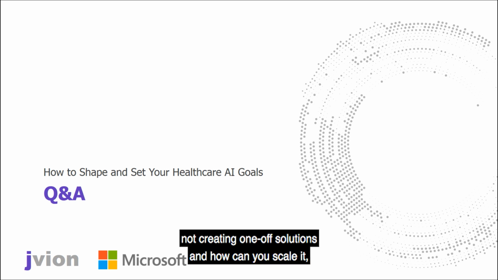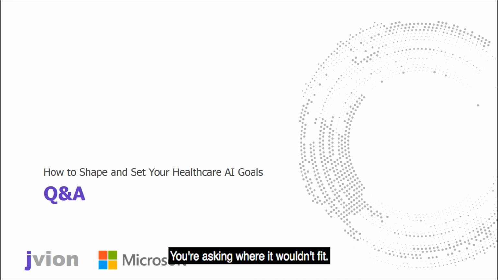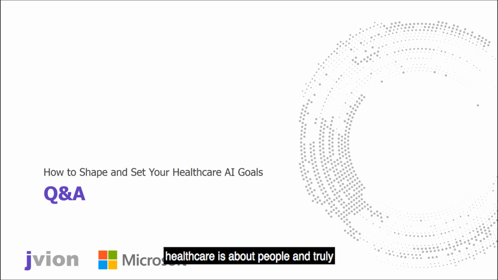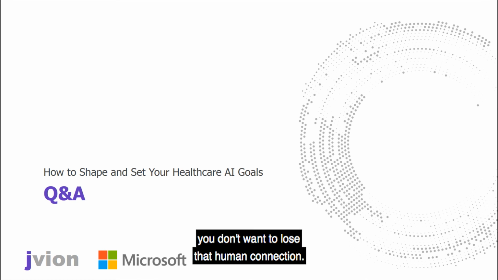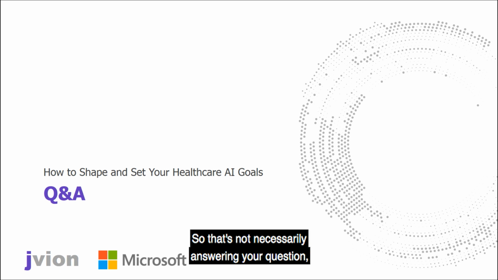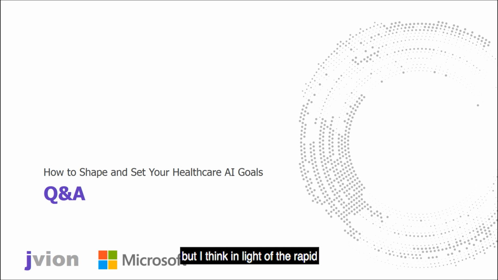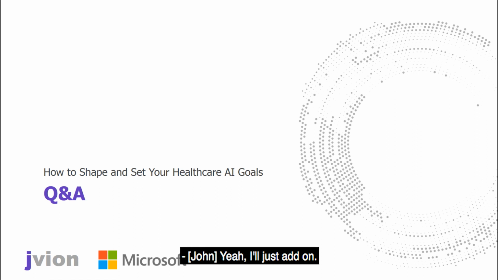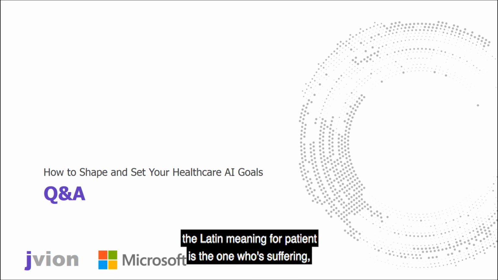Oh, well, what I was going to say from a strategy perspective is really thinking about not creating one-off solutions and how you can scale it, but that's not what you're asking. You're asking where it wouldn't fit. Well, I think ultimately, at the end of the day, healthcare is about people, and truly, technology has its place. But you don't want to lose that human connection, and so that hands-on care, that face-to-face communication is so critical above and beyond any technology in healthcare. That's not necessarily answering your question, but in light of the rapid evolution of technology in healthcare, I don't want us to lose sight of that human connection, human touch.